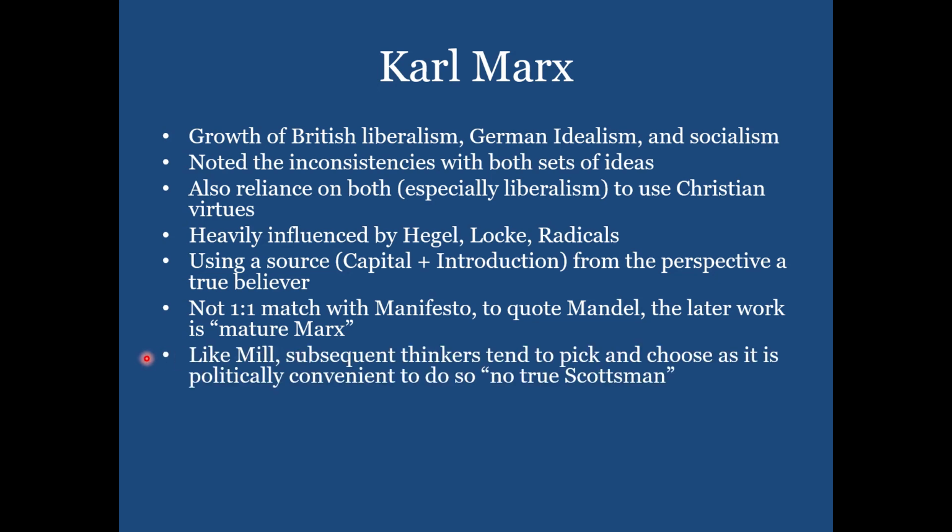Okay, and like Mill, subsequent thinkers tend to pick and choose as is politically convenient, so they can do the no true Scotsman fallacy. Now what this is, it's basically when you're a group, if somebody critiques your group and you don't like the person who's in your group, you say they're not a real person of that group. So if you're a Scottish person and somebody talks about a bad Scottish person, you say they're not a true Scotsman. Or if you're a Marxist and people misrepresent your philosophy, you just say, oh, they're not a true Marxist, or that's not true communism.